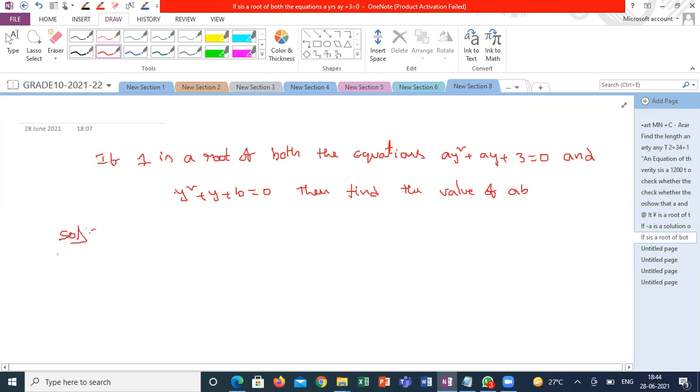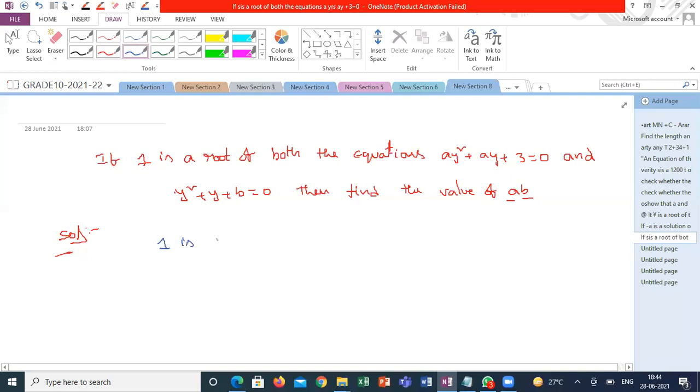Please, first, can anyone explain how to do this question? Arman, Harita, Jahnavi, anyone? How will you calculate the value of a and the value of b? What data will be helpful? We have to first substitute 1 in both the equations in place of y, sir. Then we will get the values of a and b, and we have to multiply them. Correct. So, according to the given, 1 is the root of both the equations.